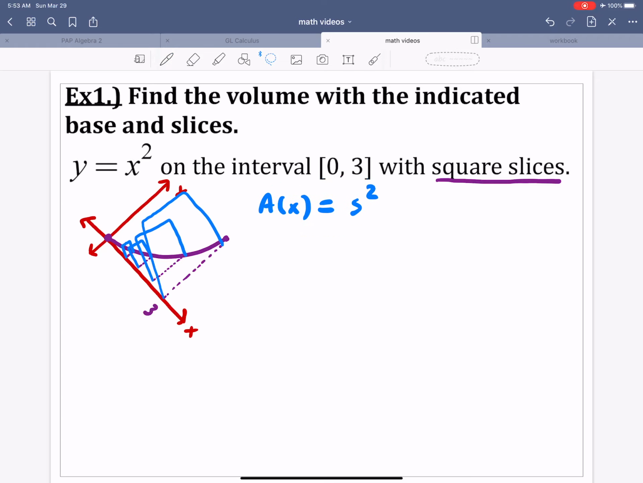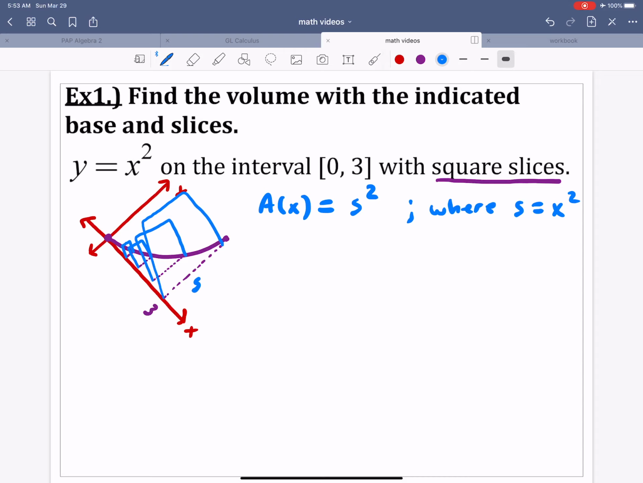Here's what we need to talk about too. What does S equal? S in this problem is going to equal x squared. Now again, this is where people get really, really tripped up. Look at this big square that I drew, the last one that I drew right here. This is the side. That's the side length. Well, how do we figure out what that side length equals?